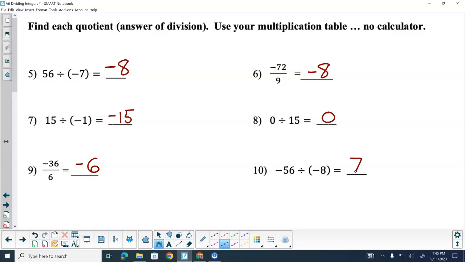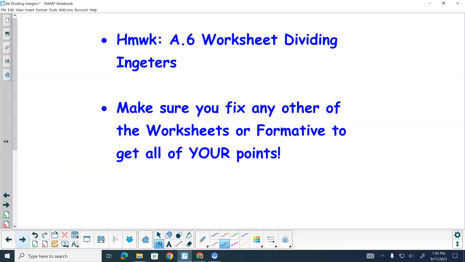All right. So now, a couple of things. I'm going to hand out tonight's homework worksheet. You should go through and look at your other ones too. If you don't have a grade on any of your homeworks, or you don't have a 13 out of 13 on your green formative, make sure that you work on those to get a grade on it, or get a 13 out of 13.